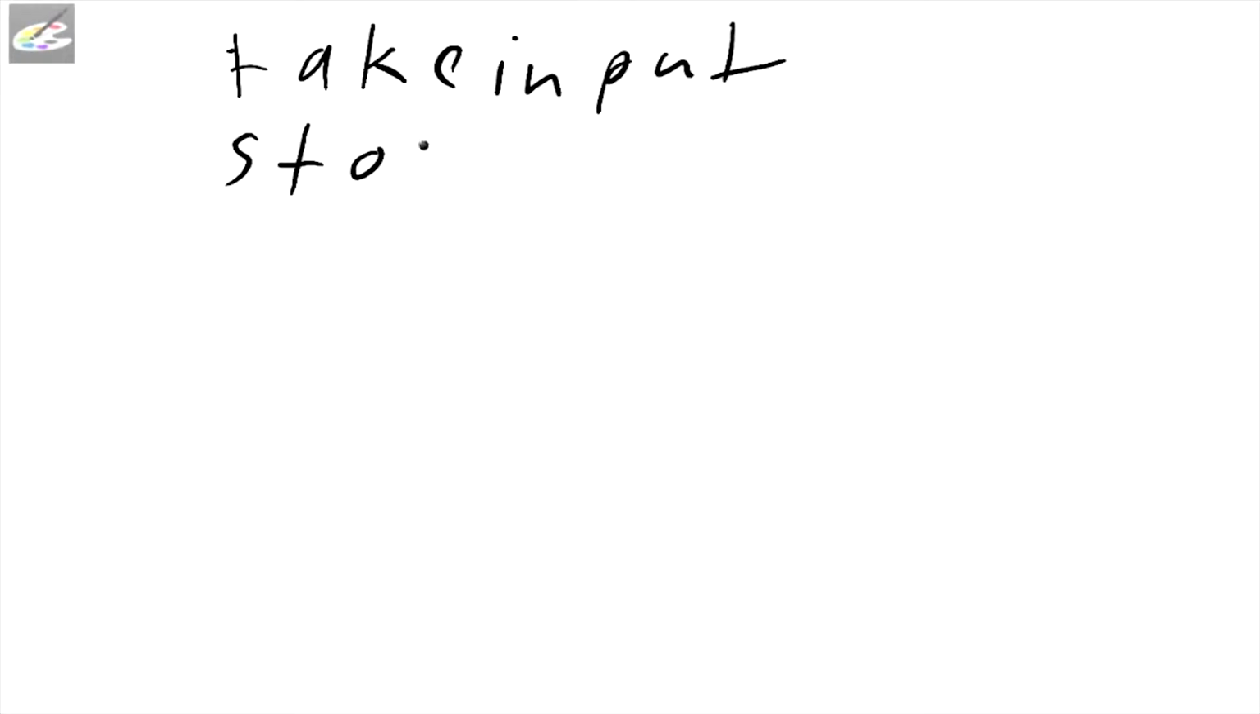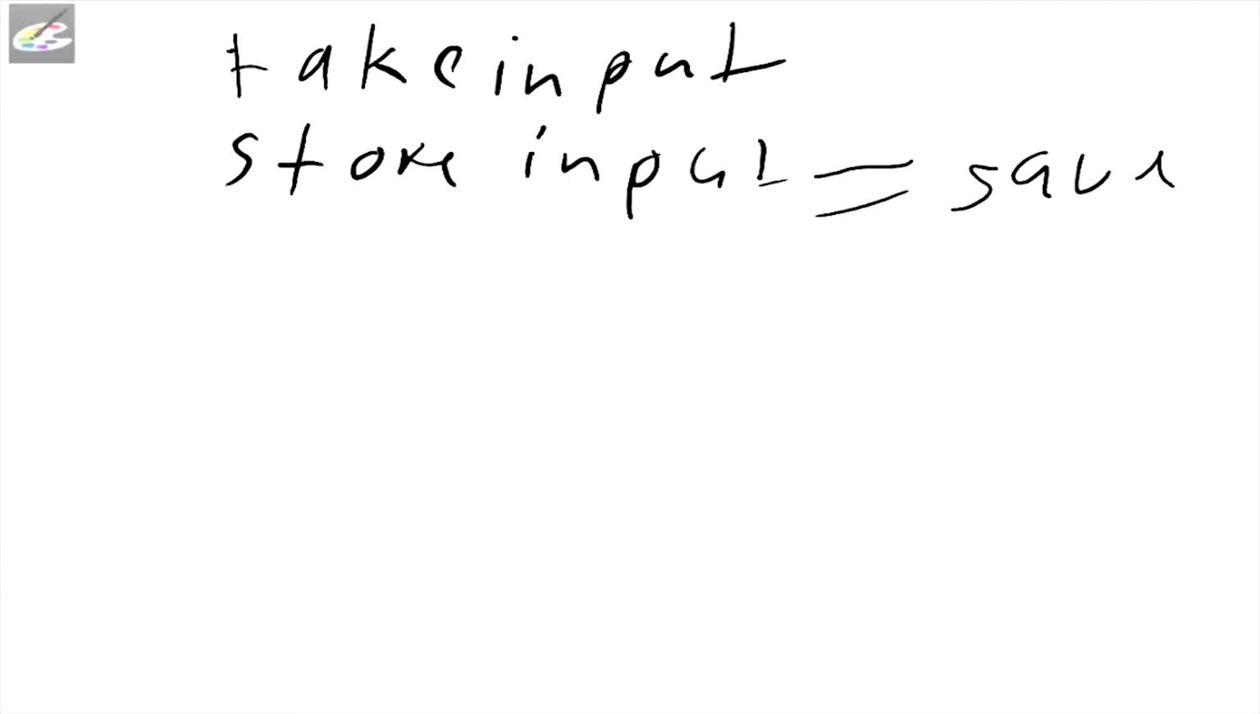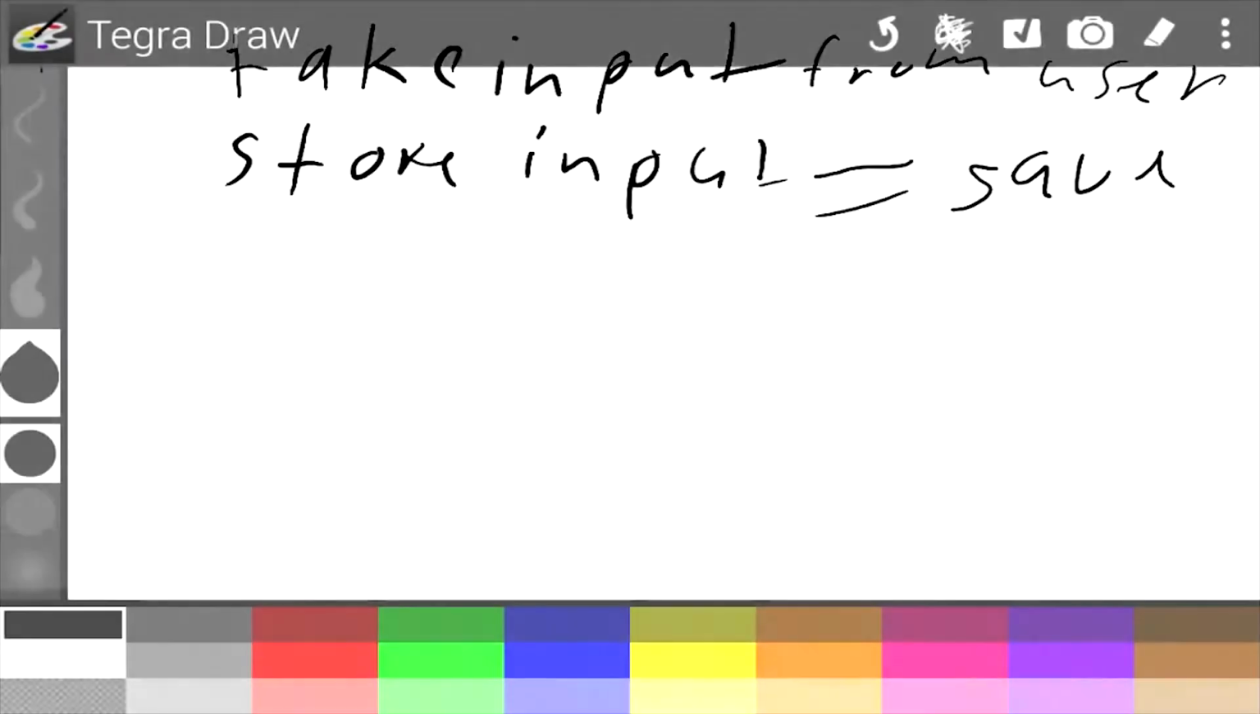First thing that you do is you take the input. So take input, then you store the input. So you take this input, then you save it. So this is equal to saving that input. And so this would be take input from user. So you take the input from the user, you store the input. Sorry, I completely messed that one up.